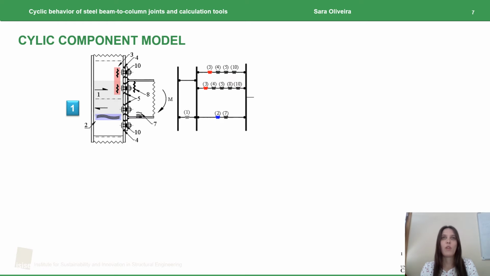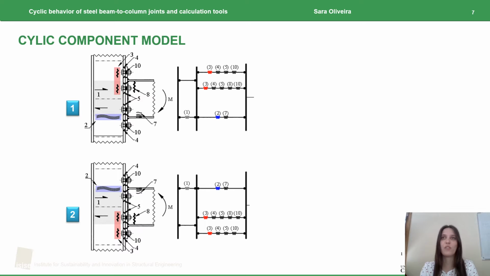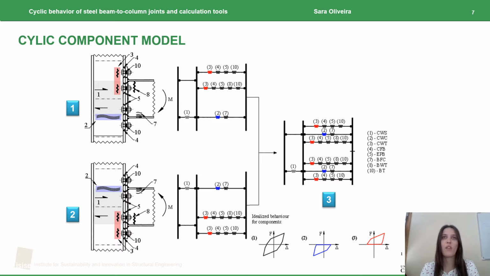The component model of Figure 1 is not able to deal with sagging bending moment, as different components are present, and vice versa for Figure 2, which is not able to deal with hogging bending moment. The proposed model in Figure 3 overcomes this problem by defining components that present distinct behavior in tension and in compression, that only become active in tension or in compression.